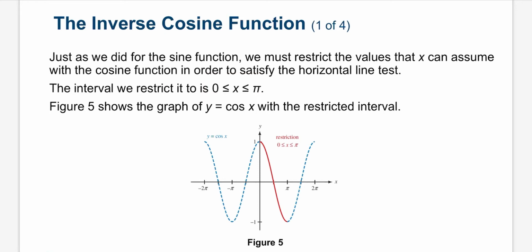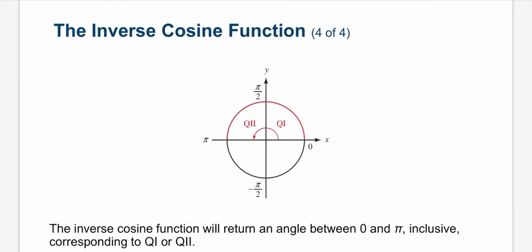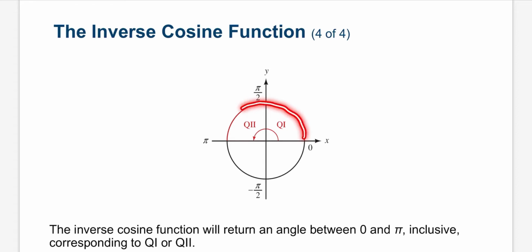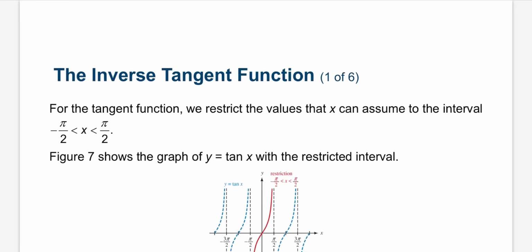All right. And cosine is going to be defined from 0 to pi. Inverse cosine will be defined between 0 and positive pi. Same reasoning, because we don't want there to be two outputs for the same input. Here's a graphic of what that would look like. That would be quadrant 1 or 2, the upper half of the unit circle.